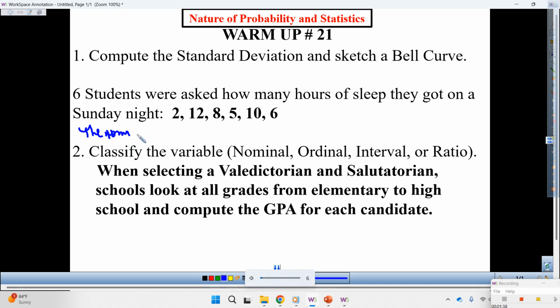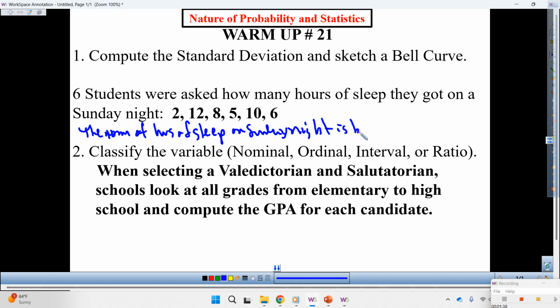The norm of hours of sleep on Sunday night is between what and what? 3.8 and 10.4. Okay, hands, have you got that as the norm? Okay, looks about right. It's a good observation, but it's not a total conclusion from the situation.